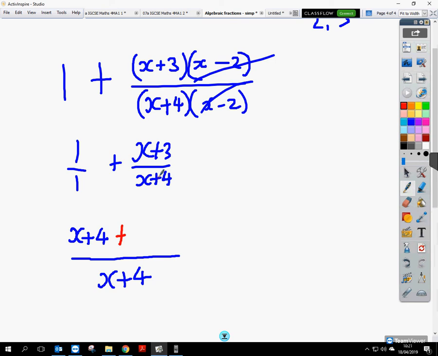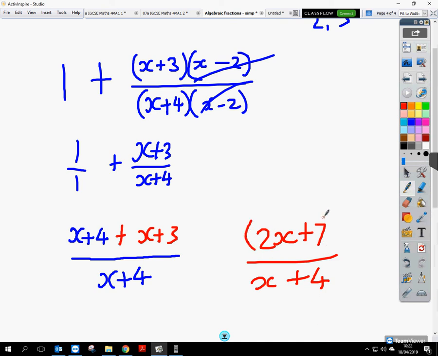Plus, what do you times x plus 4 by to get to x plus 4? Times by 1. So times the numerator by 1. 1 times x plus 3 is x plus 3. And finally, you simplify in the numerator, simplify in the denominator. There are no common factors to cancel. Remember, a common factor is like this. Brackets are not the same, so you can't cancel, and that's it.